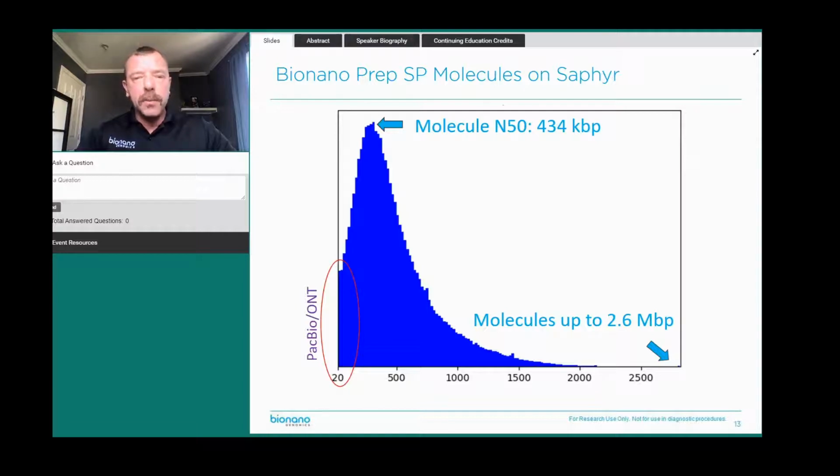If you look at this distribution here, you see that the molecule length N50, which is somewhat of the weighted average of the molecule length, is over 400 kb, with a tail that goes all the way to 2.5 megabase pairs. In comparison, we circle there on the left what the typical read length is with long-read sequencing. You see that that's orders of magnitude less than these very long molecules that we isolate. And it matters, of course, because these long molecules allow you to span these repetitive areas of the genome.